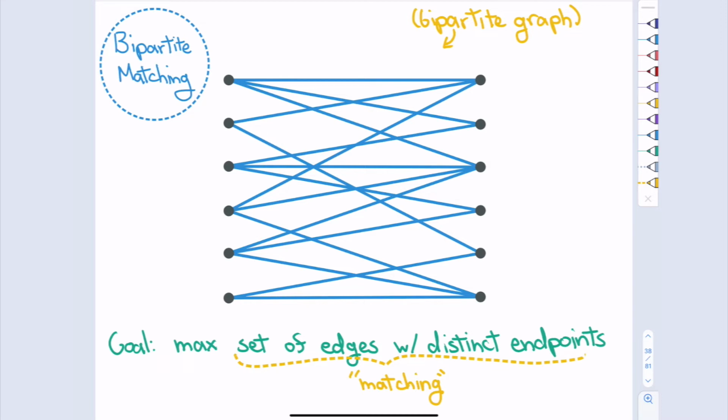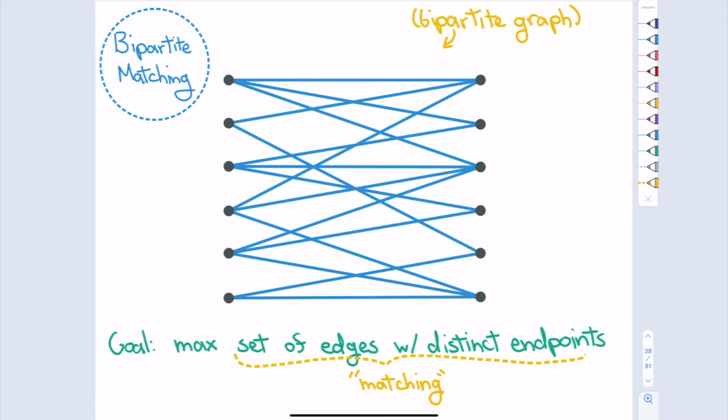Okay, so a matching is a set of edges where the endpoints are disjoint. Okay? And the goal is to choose a maximum size matching. So I want to choose the maximum number of edges so that none of them are touching each other. Okay. One can also ask this question in general graphs, and in fact, that'll be a topic after spring break. Here we're focused on bipartite graphs.